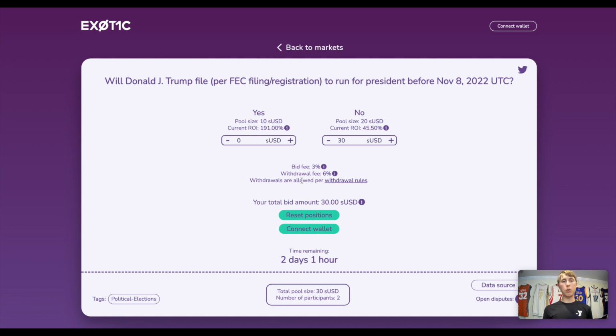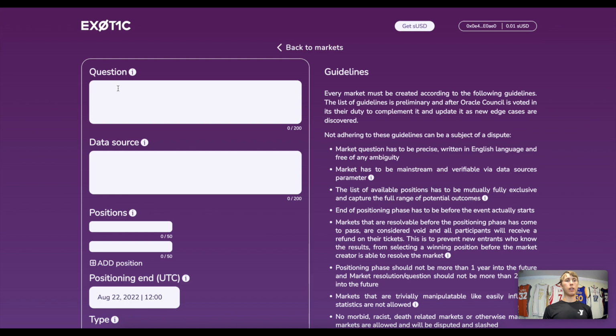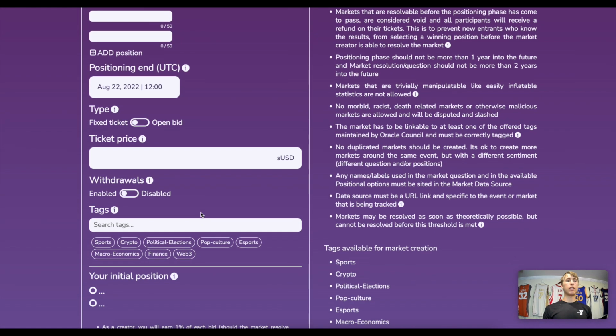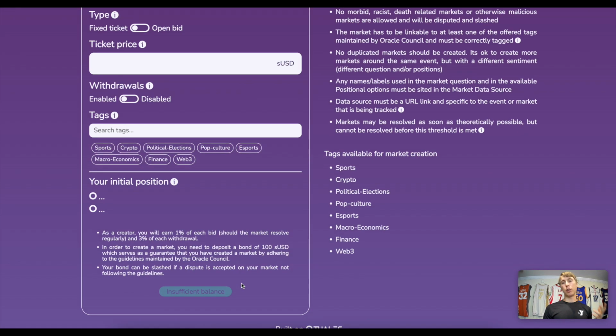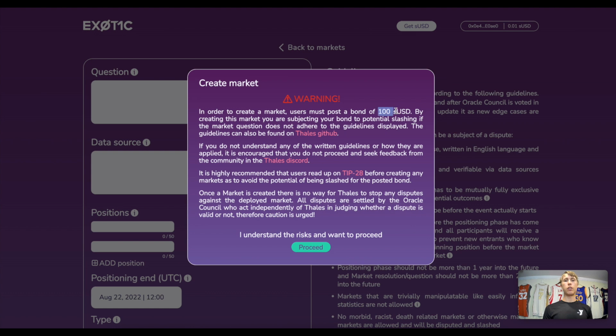Of course, you need to be aware of the bid fee, the withdrawal fees, as well as the time remaining in this market. Anyone is able to create their own market. All you got to do is hit create your own market, enter your question, the data source, the different positions, the ticket price, and then you put your deposit down because you have to put this forward. As you can see on this alert, there is a minimum bond of 100 SUSD. So make sure you guys look into the docs on this if you want to participate, but this is just another utility for your SUSD.